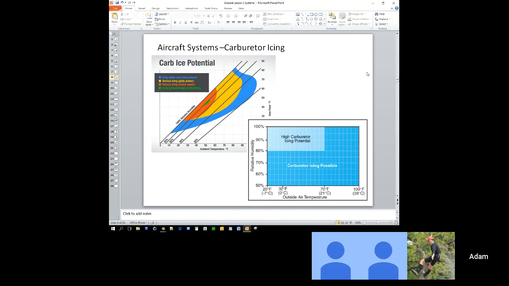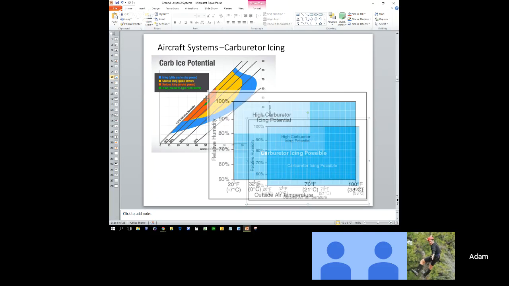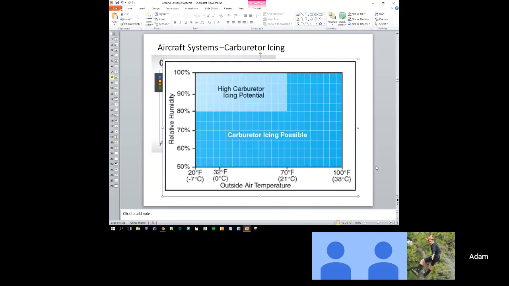But as you can see from here, and this chart here is not something I created. This has been studied with scientist input. Carburetor icing is possible anywhere from 100 F down to 20 F and 50% humidity and up. So as you can see, it can really happen in like 90% of the flight envelope. Wow.